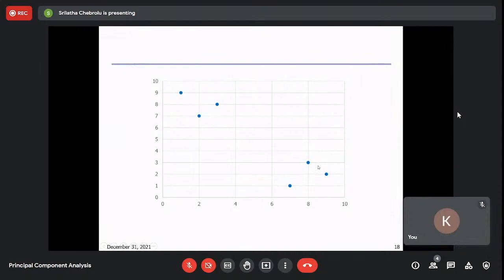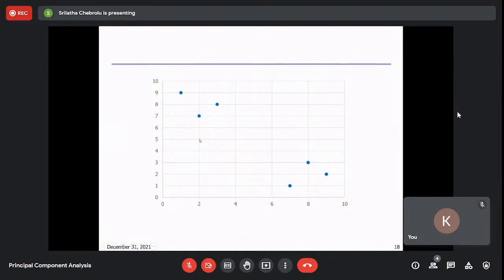It is a two-dimensional data set. The x-axis is one dimension, and the y-axis is another dimension. Two dimensions are there. Now you have to reduce the dimensionality using PCA. What you will be doing is preserving the variance in the data set. The variance in the data set has to be preserved.